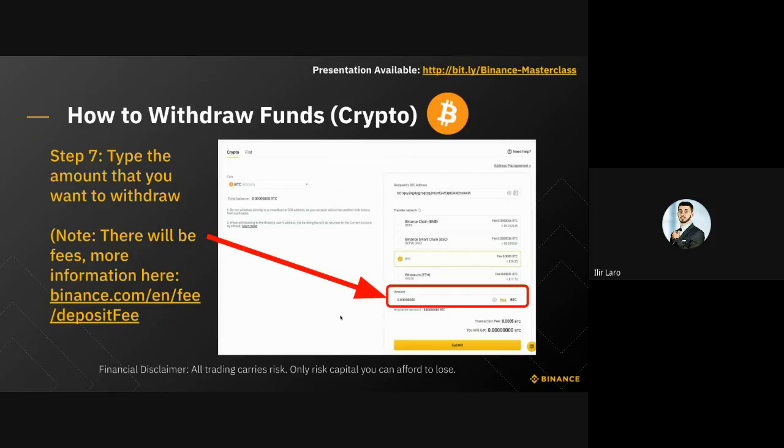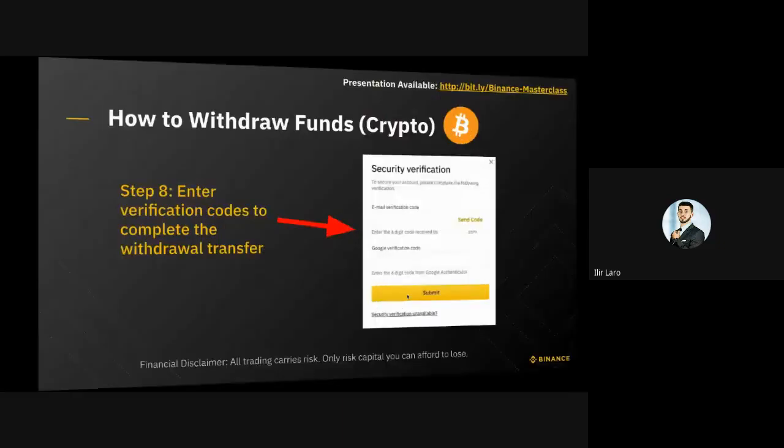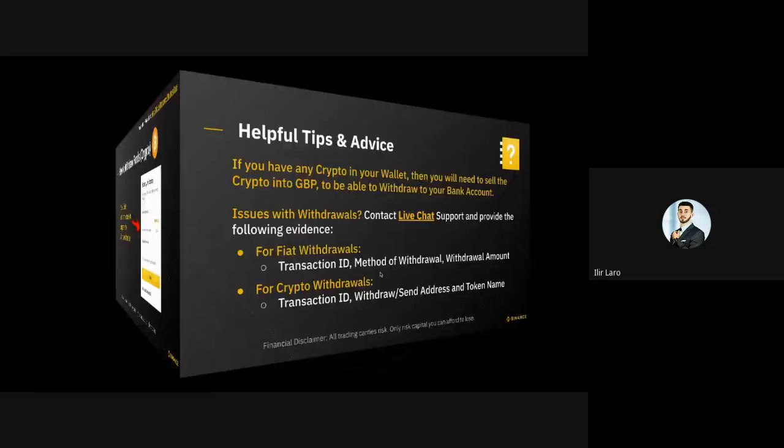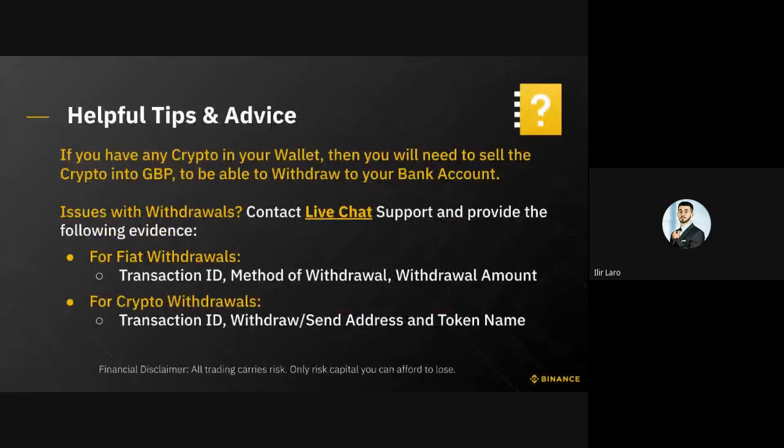So be sure that you use the right network, because if you use the wrong network, again, you risk losing all the funds. So once you've entered the amount that you want to transfer, you click on submit, and then you get asked to enter your security verification. Similar to fiat withdrawals, you then enter your email verification code, Google verification code, and you click submit. And that's pretty much it in a nutshell.